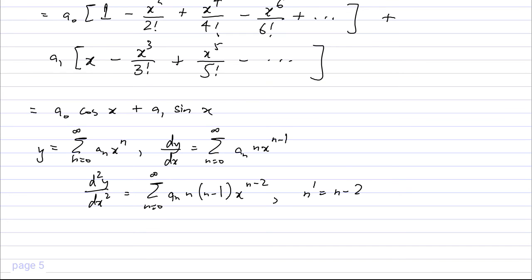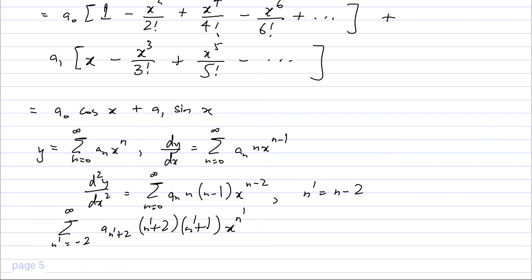so you can say that n prime is equal to n minus 2. So when n is equal to 0 you have n prime is equal to minus 2. Okay, and when n is equal to infinity, n prime is of course infinity. Okay, so you have a_(n prime plus 2), and then instead of n you have n prime plus 2, and then you have n prime plus 1, and x raised to power n prime.